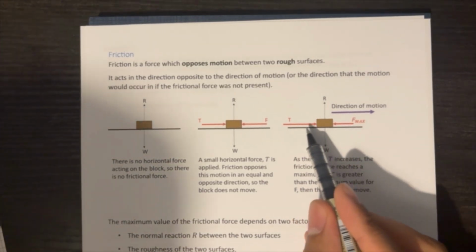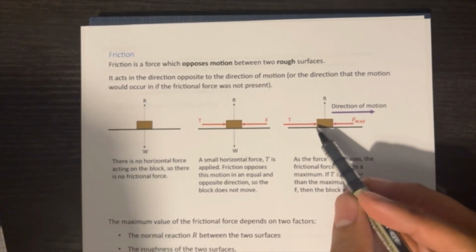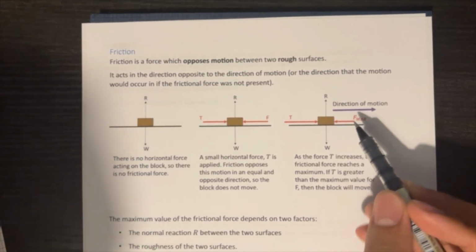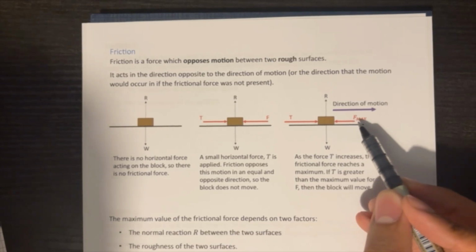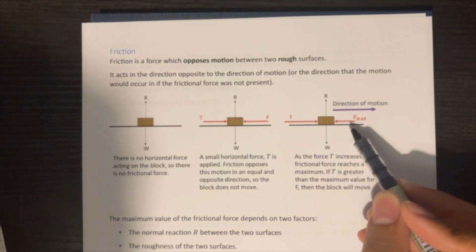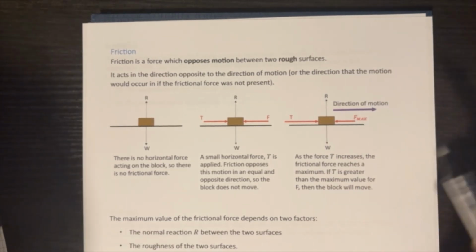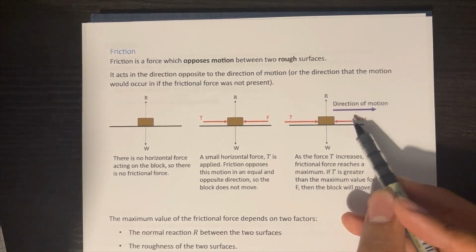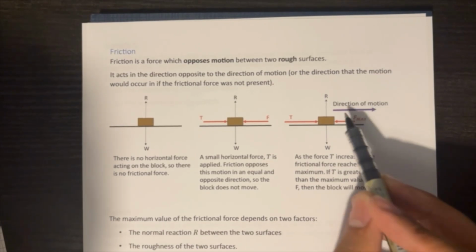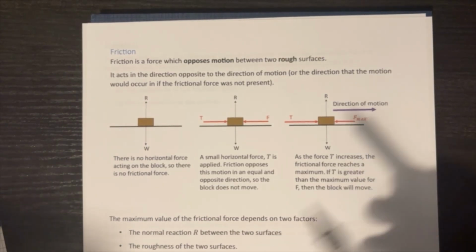Now if we increase that force T being applied on the block, eventually we'll get to a point where the frictional force gets to a maximum level. There is a maximum value for that frictional force, and if the force T is greater than the maximum value that friction can take, then that is when our object will start to move. So as the force T increases, the frictional force will reach a maximum, and when T becomes greater than that, our object is going to move in this direction, because that's where the force is greater than our friction.